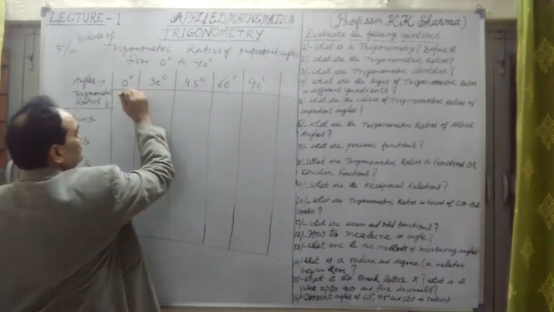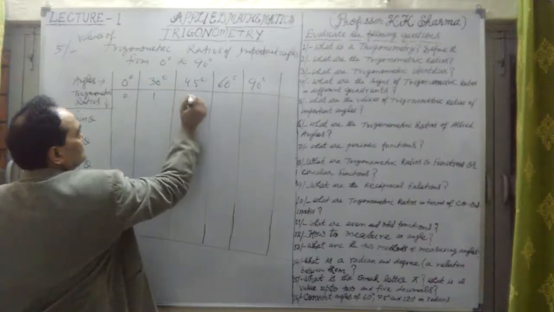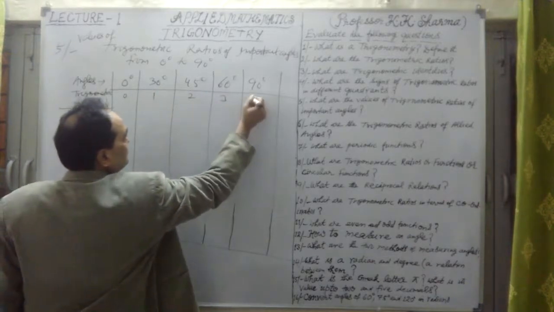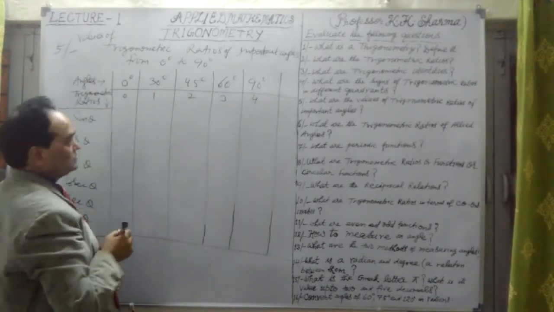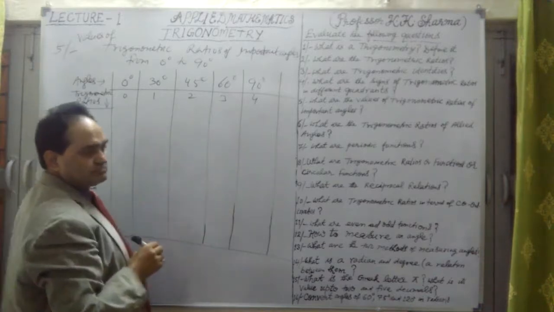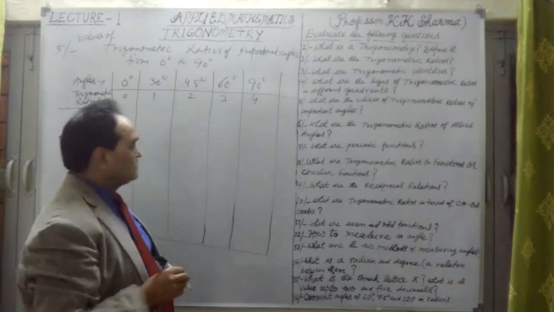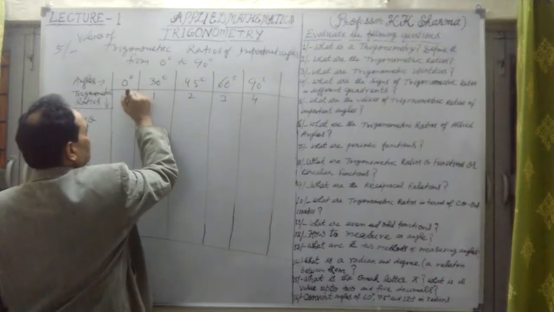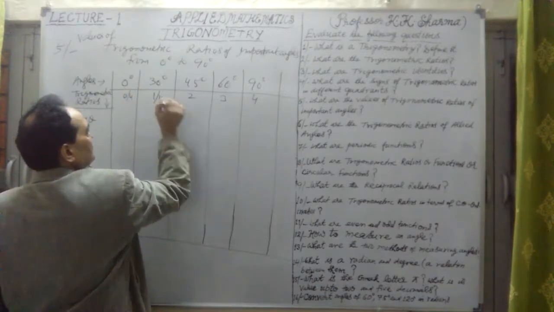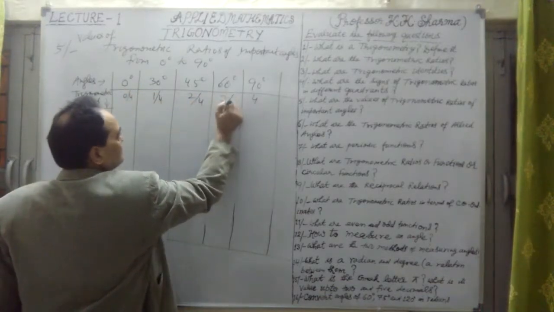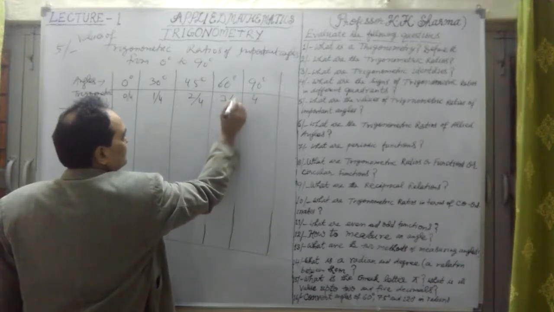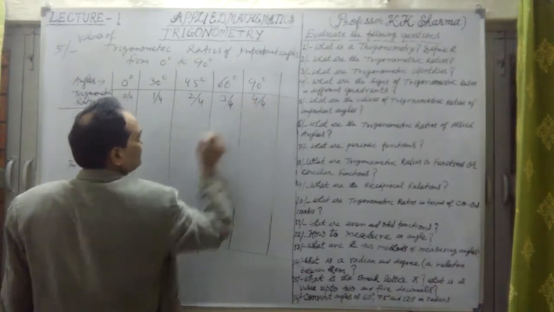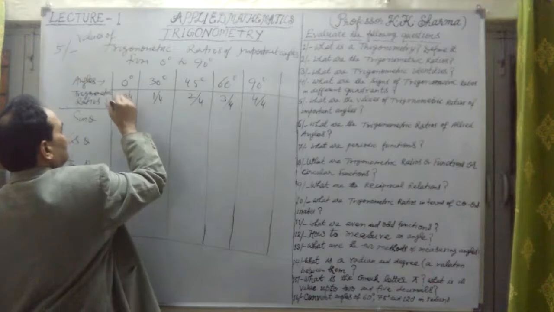First we write 0, 1, 2, 3 up to 4. From 0 to 4 we write these values. Then we divide each number by 4: 0 by 4, 1 by 4, 2 by 4, 3 by 4, and 4 by 4. Then find the square root of them.